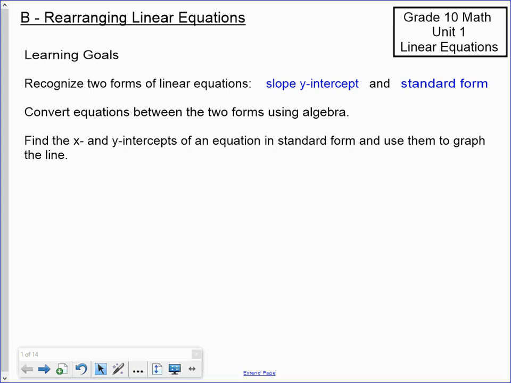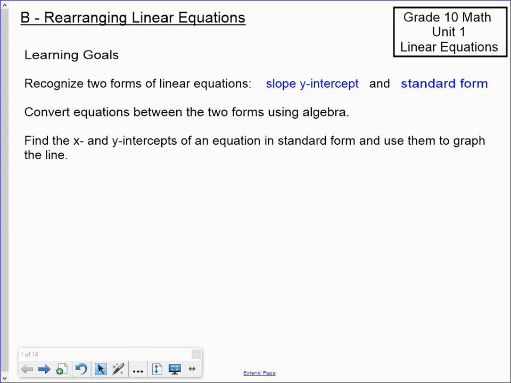All right, today we're looking at section B here, rearranging equations. And by the end of today's lesson, we want to be able to recognize the two forms of linear equations, slope y-intercept form and standard form. And we want to be able to convert back and forth between these two forms using algebra. We did a bit of this in the review, but we're going to pick up on it here.